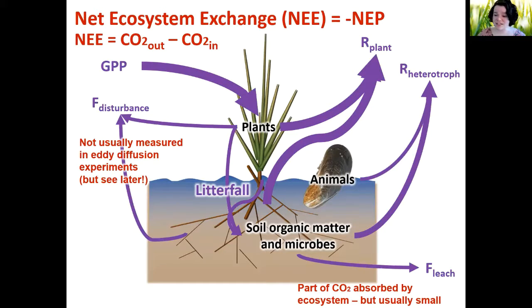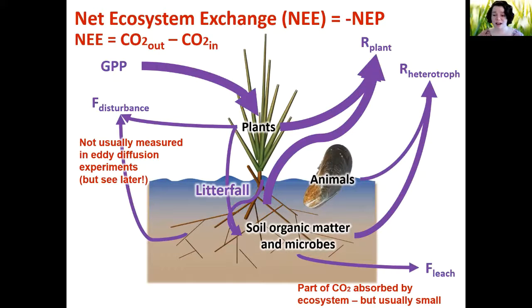The second difference is that it does not directly measure losses of carbon to downstream ecosystems or leaching. This term shows up as part of the CO2 that's absorbed by the ecosystem. This term is typically small, so usually we don't have to worry about it. But as we will see later, wetlands export a lot of dissolved organic carbon. If we wish to measure that term, we would need to collect additional measurements of export of dissolved organic carbon to groundwater.